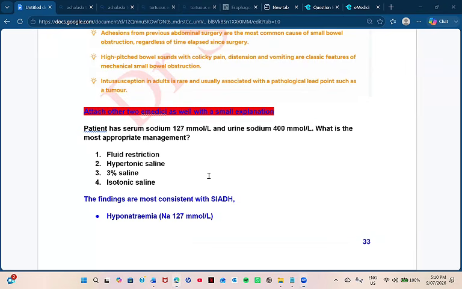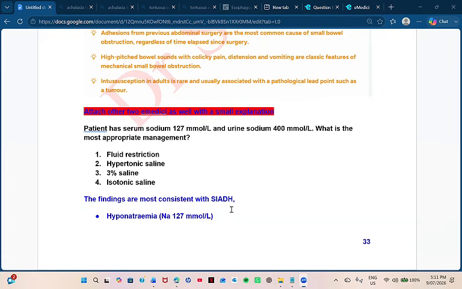Okay, now I'm going to ask a question. There's a swelling, nothing present with the bowel obstruction, just a groin swelling, and it is reducible, no pain, just a reducible groin swelling. So what is the management? What do you need to do?